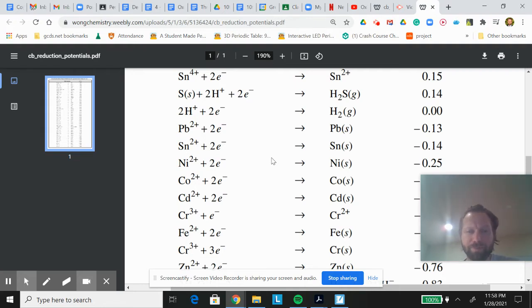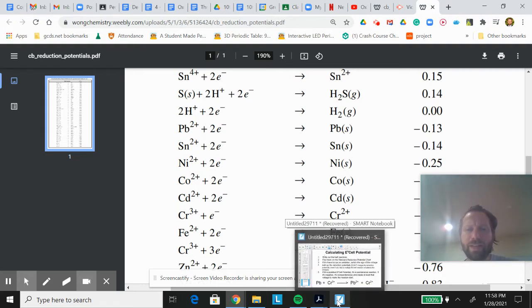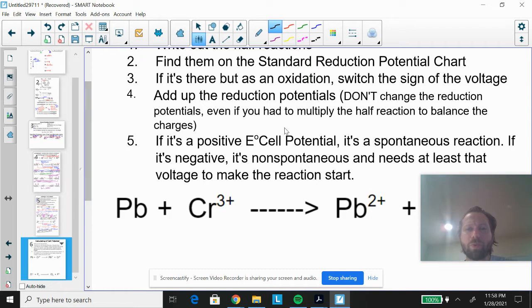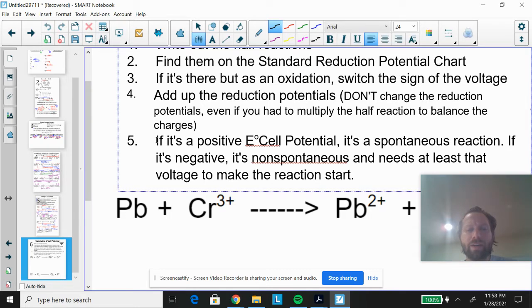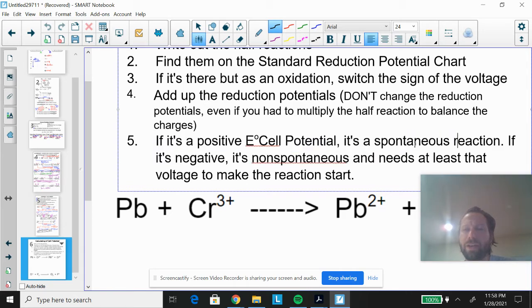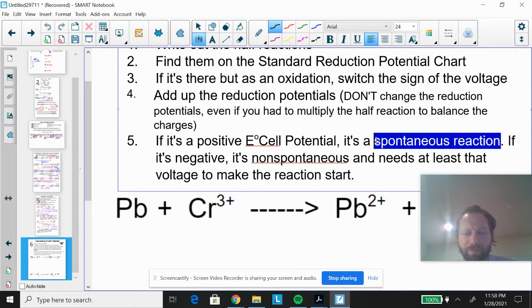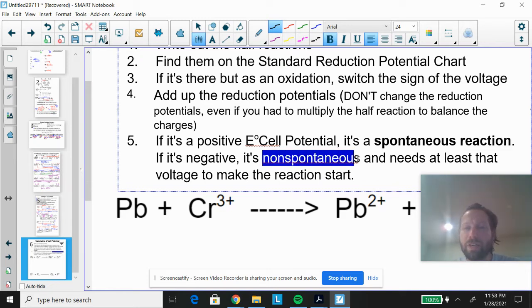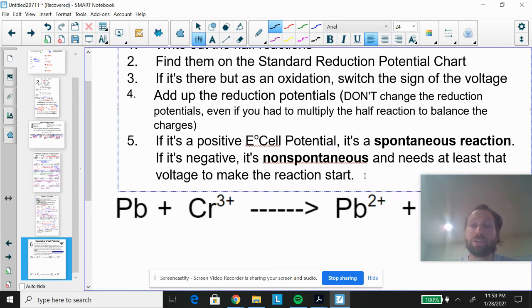We have a name for this. This means that it is not spontaneous. So it's important: if you have a positive cell potential, it's considered to be a spontaneous reaction. This is important. I'm going to bold this here. And conversely, if it's negative, then it's going to be non-spontaneous, in which case you need to add that voltage that is there. But those are just half reactions, reduction half reactions.